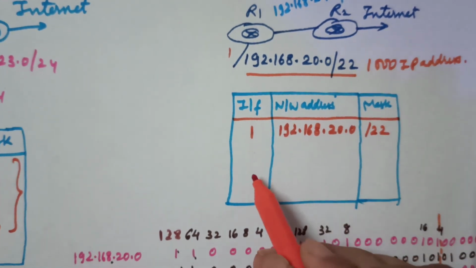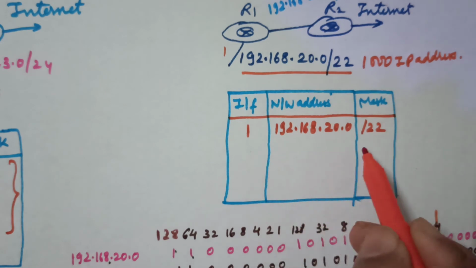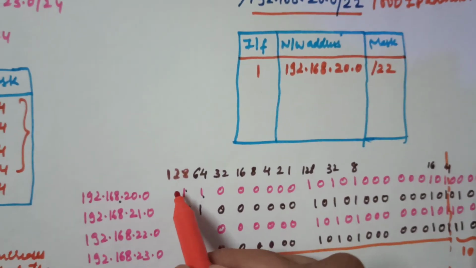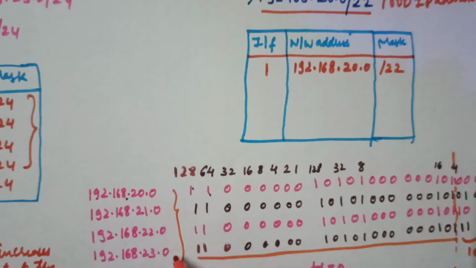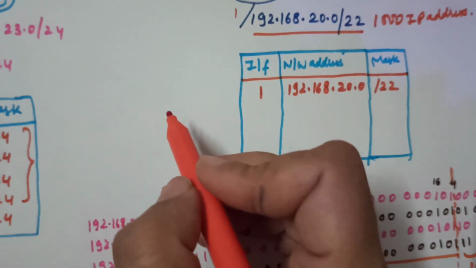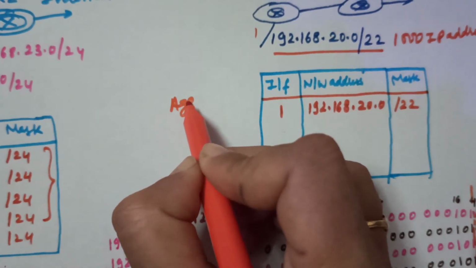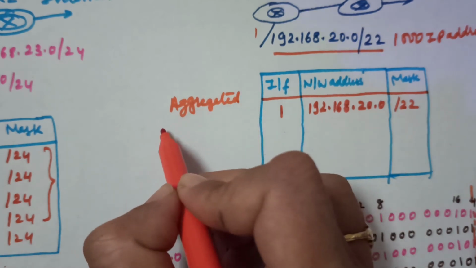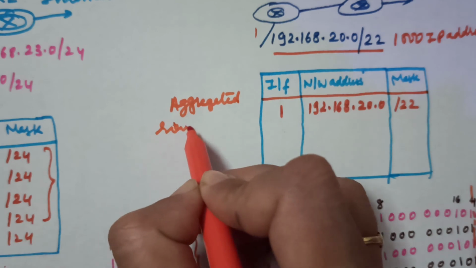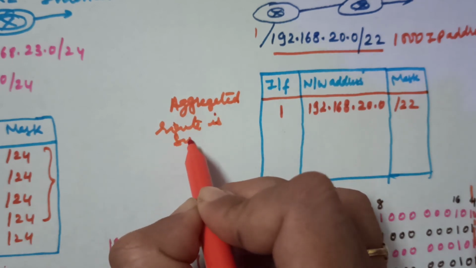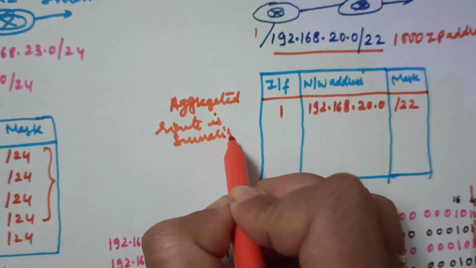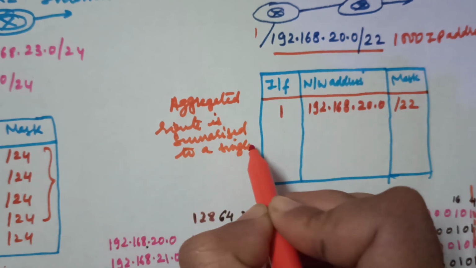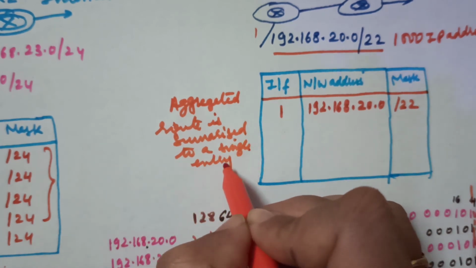And the routing table now has a single entry. The previous 4 IP addresses are now aggregated into a single entry. The route is aggregated, the route is summarized, to a single entry in the routing table.